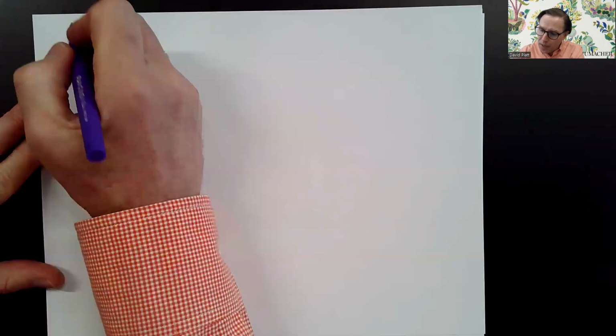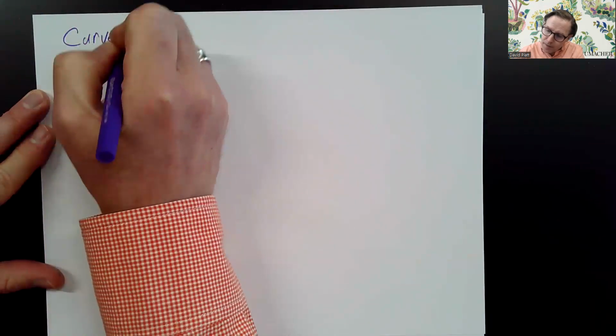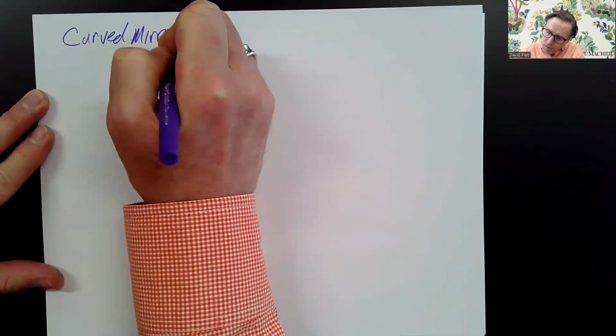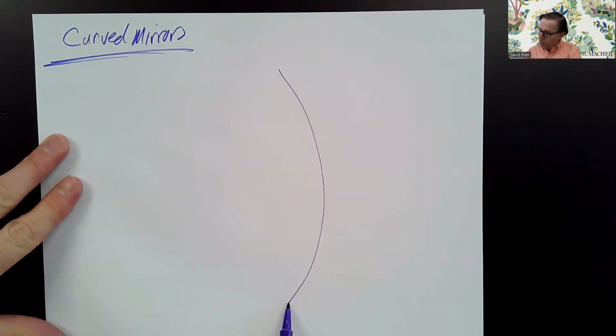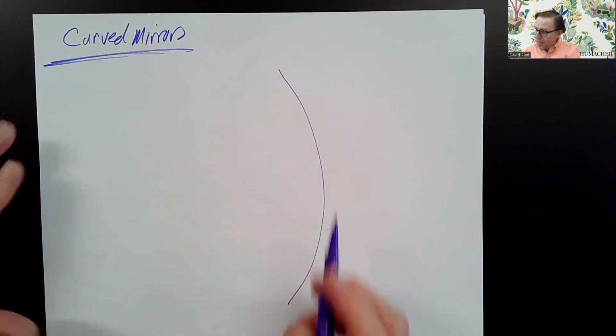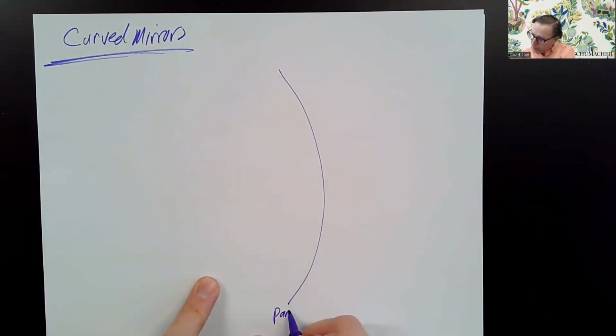Now we have a little bit of time for me to start talking about curved mirrors. So exciting. So these curved mirrors like this. And I am going to start by talking about this concave mirror that's curved in a little bit here. So I'm going to draw a concave mirror. And I'm going to pretend that it's shaped like a parabola.